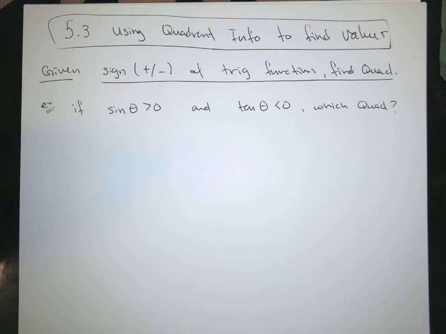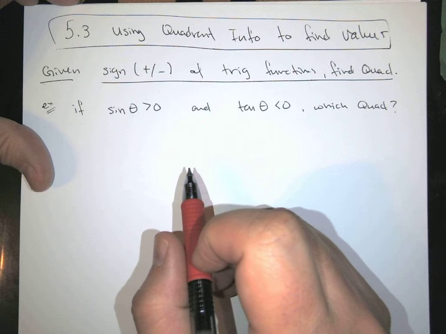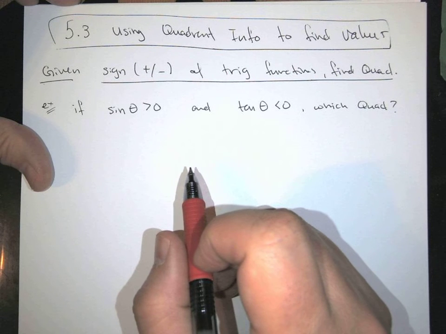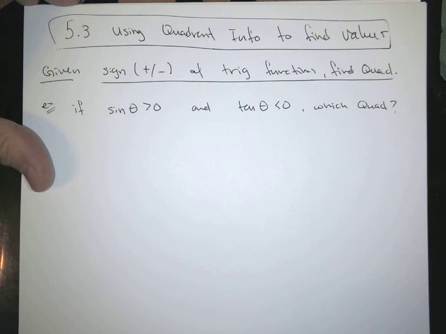So if you give me positive or negative information about any 2 trig functions that aren't just reciprocal functions, I can tell you which quadrant you're in. It's almost like a little logic puzzle. So let me show you how it goes.